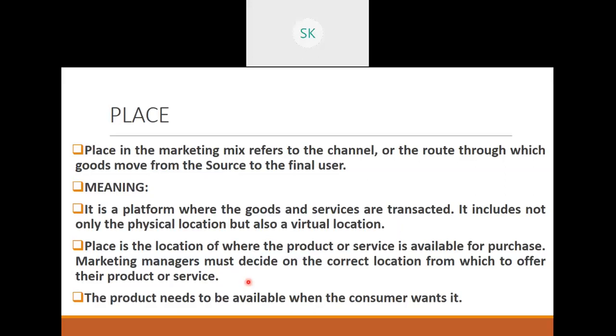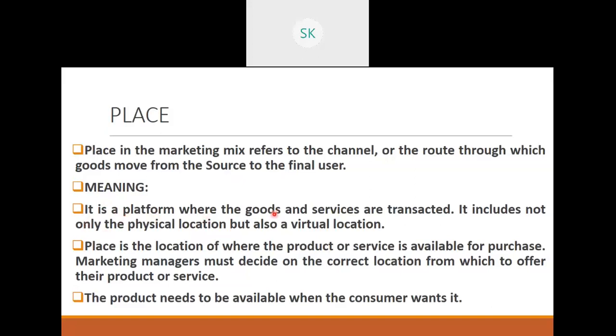First, place in the marketing mix refers to the channel or the route through which goods move from source to the final user. What they are saying is, place means the goods are moving from the source. Source is the manufacturing plant or the manufacturing area, from the manufacturer to the final user. The final user is the customer. So place is a route, or a channel, where the goods go from manufacturer to the customer.